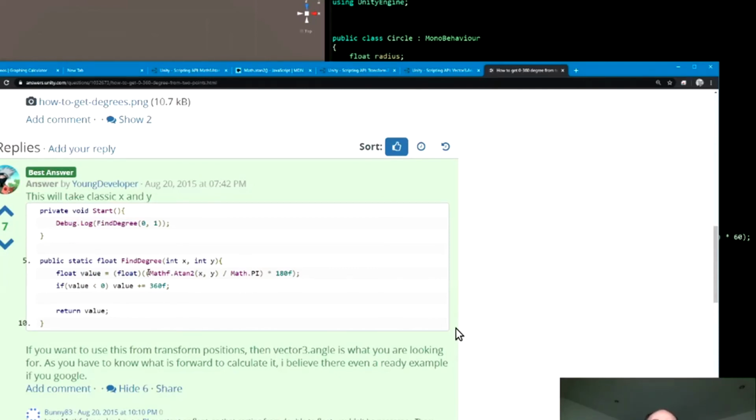I mean, first of all, find degree is taking integers. Why the hell is it taking integers? You might as well take floats. It takes a float value, and it's taking the Mathf function, and it's casting it to a float. Why does it cast it to a float? There's no need, because Mathf.Atan2 already returns a float. Why? Atan2 x, y. It's not x, y. It's y, x. Divided by pi, multiplied by 180.